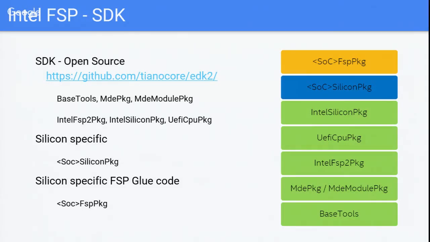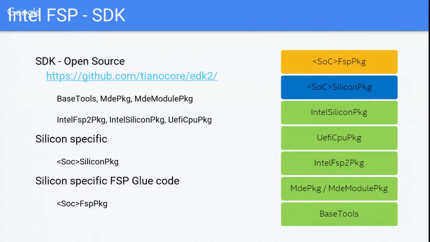And the rest is the actual silicon package, let's say Skylake as an example. Whatever the Skylake specific implementation, like memory initialization or a few other things which are generation specific, will go into that SoC silicon package. And that FSP package is more of the glue code, which translates the FSP APIs into the silicon initialization.